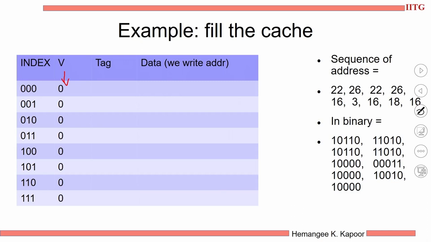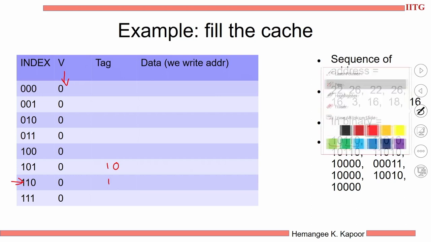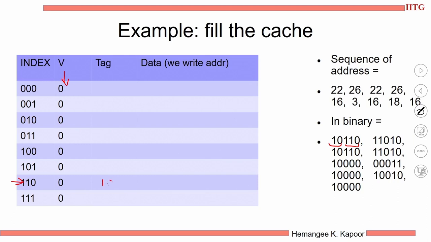Take the first address, and here the last 3 bits are the index, so 110. So this is the row in which this value will go, and in this location the remaining 2 bits are the tag. So under the tag I'm going to write 10 here. Okay, so the tag is 10, and here I'm going to write whatever is the data. So I will just say the address I have loaded from is 10110. Okay, so the data in this field has come from this particular address.